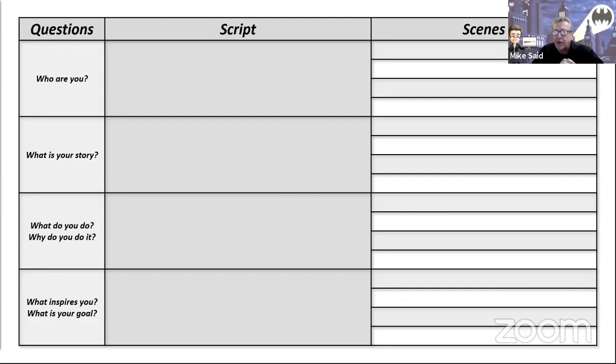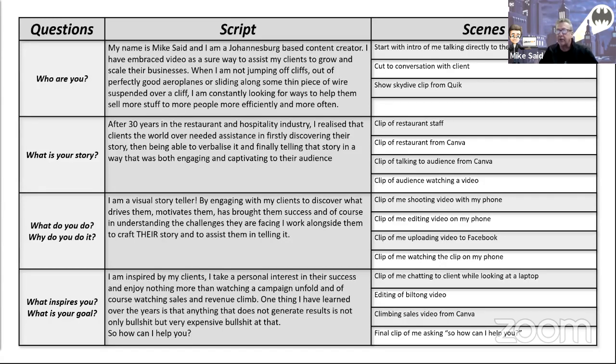So first of all, I'd put a description of who I am, then a little bit about what my story is, then what it is that I do and why I do it, and then finally, what inspires me and what is my goal. And if I were to fill that out, something along these lines, Mike said, I'm a Johannesburg-based content creator, blah, blah, blah. What's my story? 30 years experience in the restaurant industry, a little bit more there. What I do, I'm a visual storyteller, I engage with my clients to discover what drives them and motivates them. And finally, what inspires me.